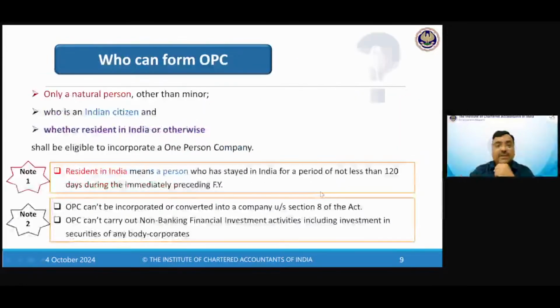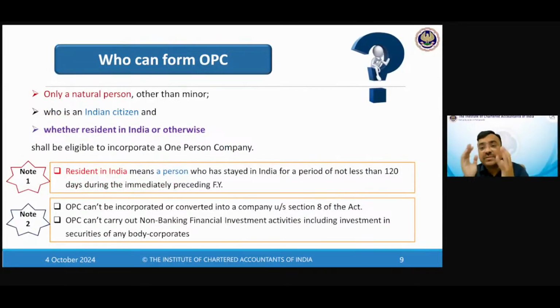Come to the rules and the concept. First question arises, who can form OPC? Who is the person eligible to form an OPC? The law says only a natural person other than minor, who is an Indian citizen and whether resident in India or otherwise, shall be eligible to incorporate OPC.